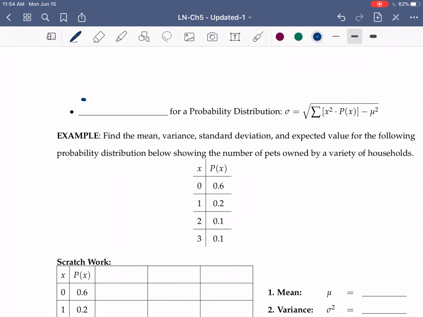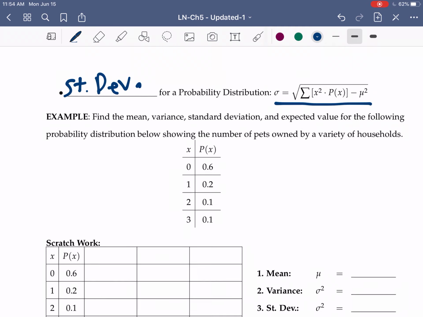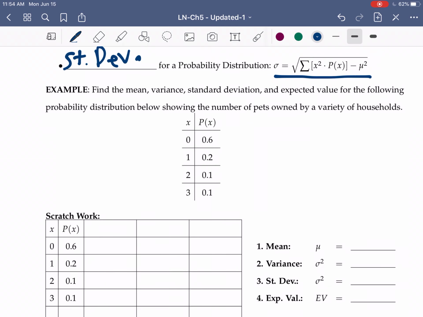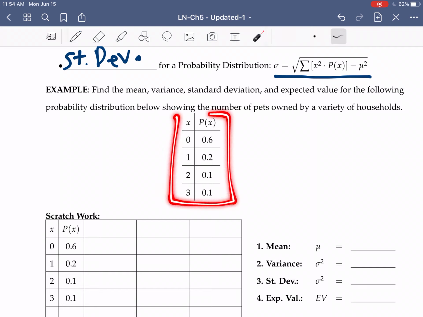And then we have the standard deviation. That is simply the square root of the variance, and we can use either one of those formulas. So here I've shown this formula. Right, so let's find the mean, variance, standard deviation, and expected value for this probability distribution that is shown right here.